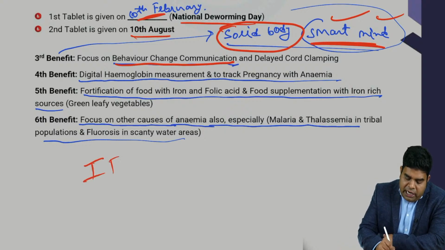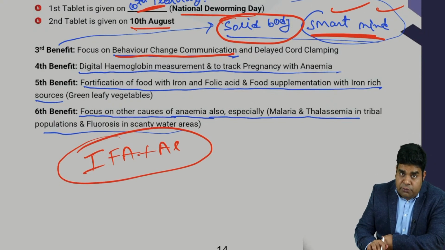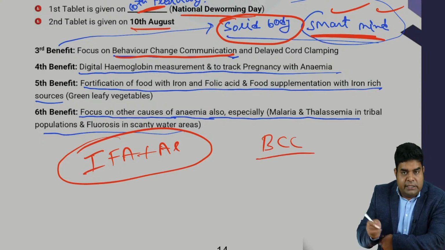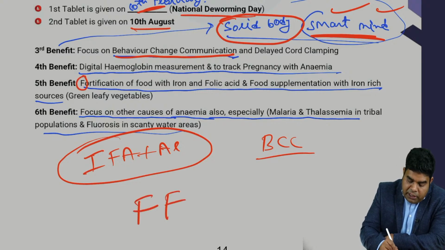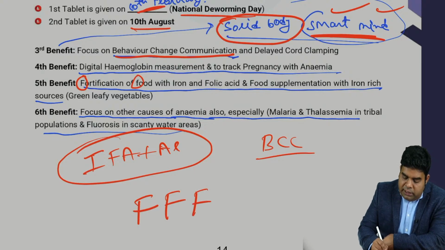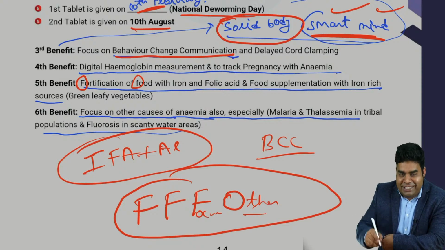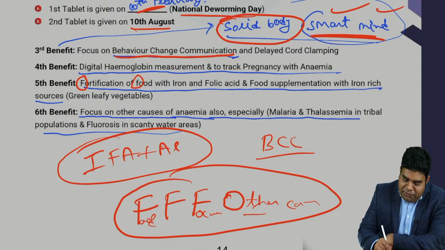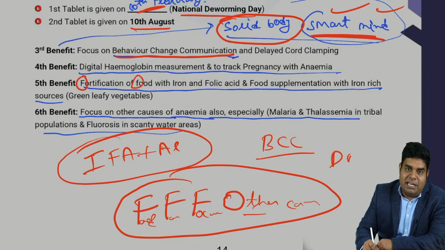First two, I think you already remember, IFA plus albendazole. This is very simple. The main thing is to remember the last four work. First is BCC. I think this is also clear. Then we focus on fortification of food, food fortification, and then focus on other causes also. So triple F, other. Focus on other, not girl or boy, but other causes, and food fortification, and a triple F O. And then there is digital HB measurement.